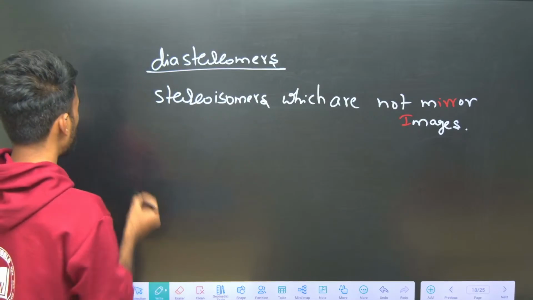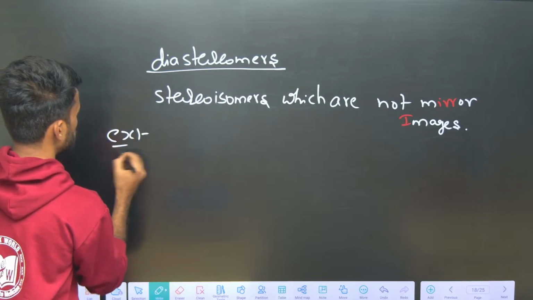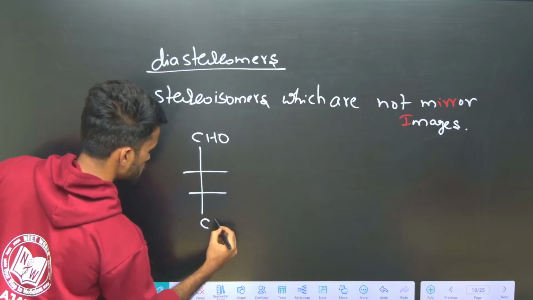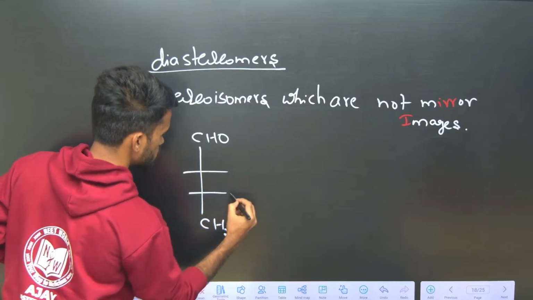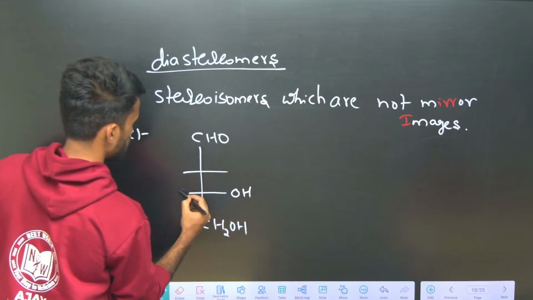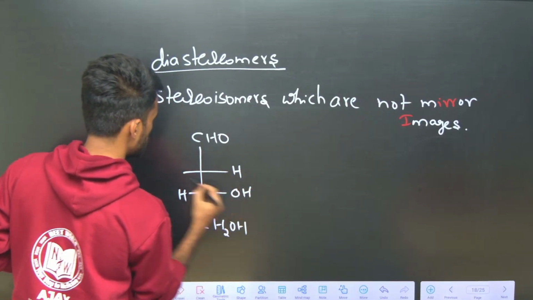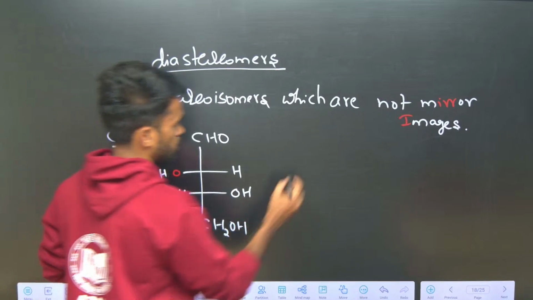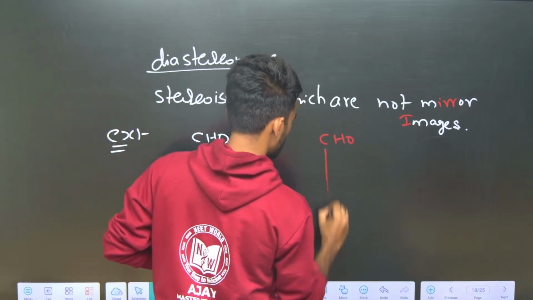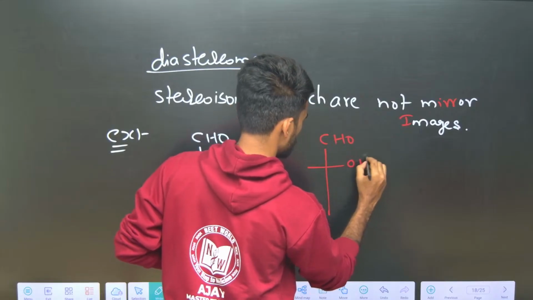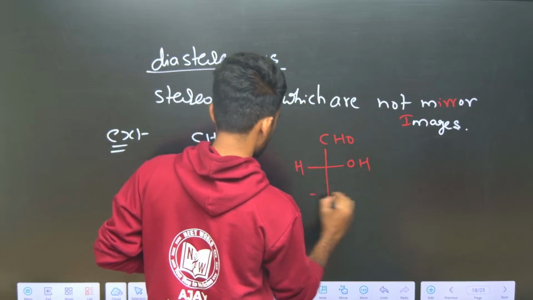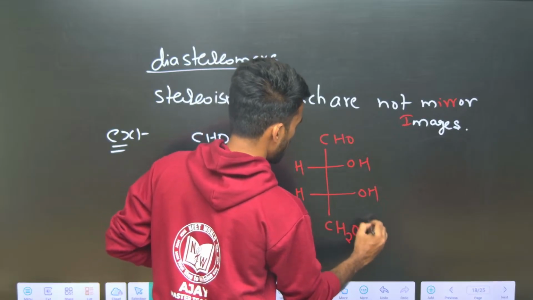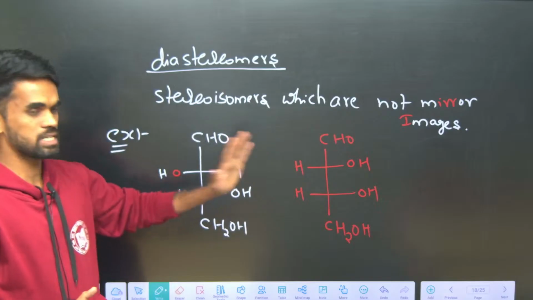See, an example here: CHO, CH2OH, and OH, OH. I am writing this compound. Now identify, just tell me whether these are mirror images or not.